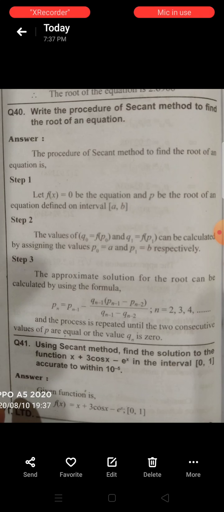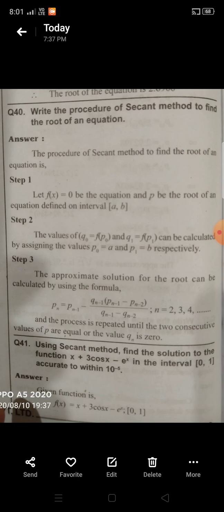Today I am going to explain the secant method. The procedure of the secant method to find the root of an equation is: Step 1. Let f of x equals 0 be the equation and p be the root of the equation defined on the interval a comma b.